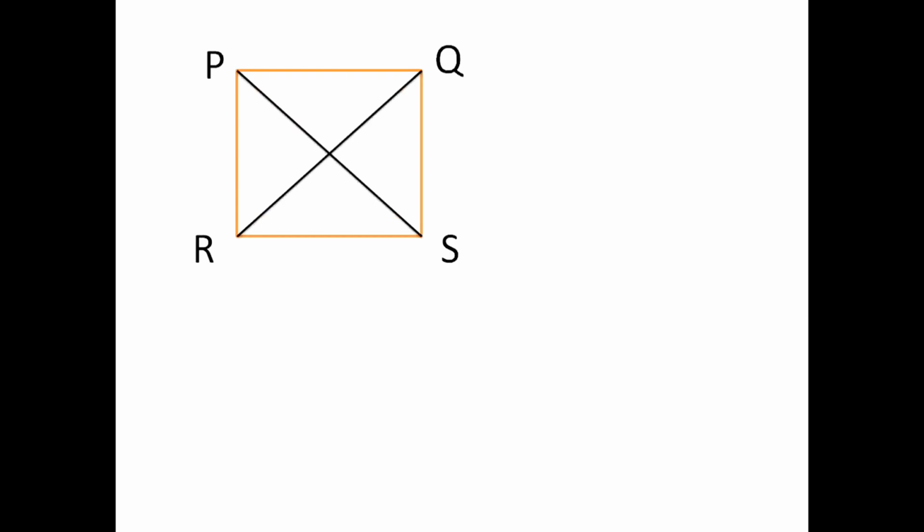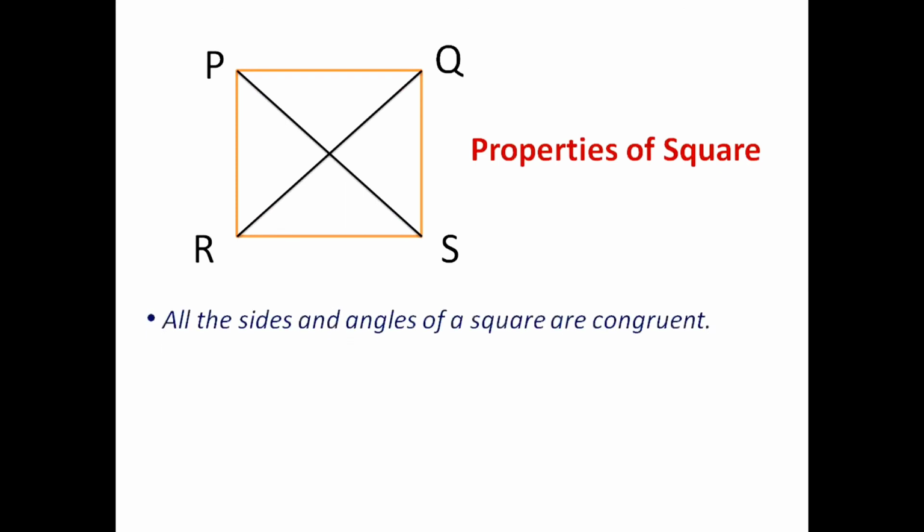Consider the next type of quadrilateral, that is a square. In this diagram, quadrilateral PQRS is a square. Let us learn the properties of a square. The first property is that all the sides and angles of a square are congruent. Unlike a rectangle, here all the sides and all the angles are congruent. In the case of a rectangle, only all angles are congruent, that is, each angle of a rectangle is of measure 90 degrees. Here also, for the square, each angle is of measure 90 degrees and all the sides are congruent. As we can see in the diagram, PQ, QS, and RS are the sides of the quadrilateral which are congruent.